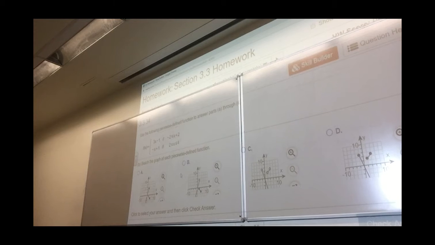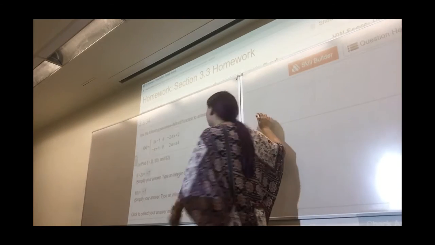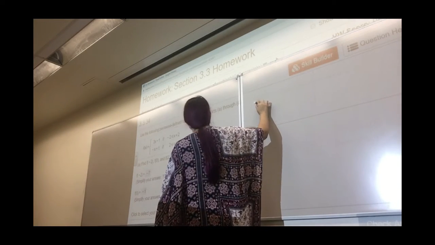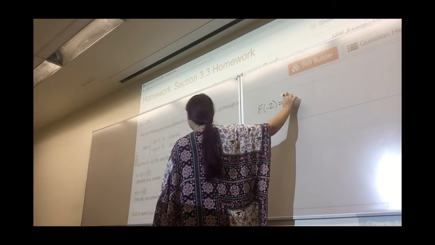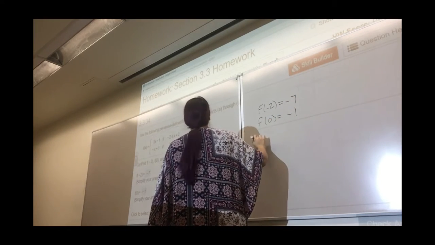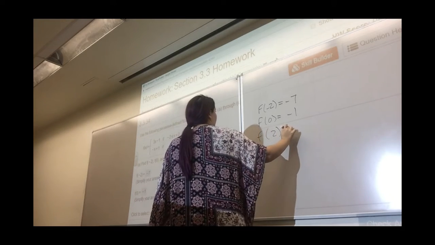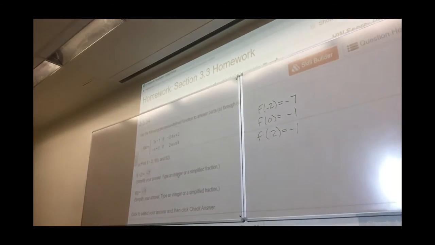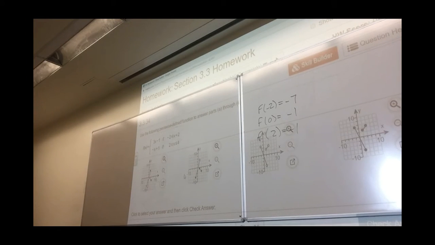So now we want to try to figure out the graph. So let's write down those points, right? We had f of, hold on, I forget that I have to write for the recording as well. We have f of -2 equals -7. F of 0 equals -1, and f of 2 equals -1. So those are our 3 points. We want to try to figure out the graph here that has all 3 of those points. Okay?